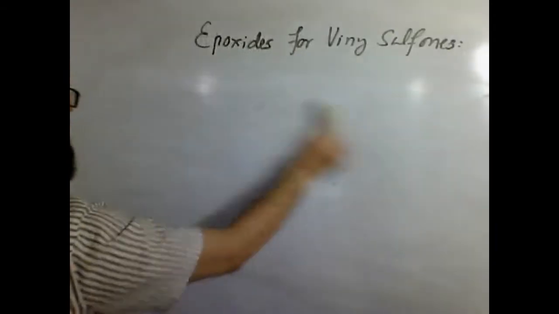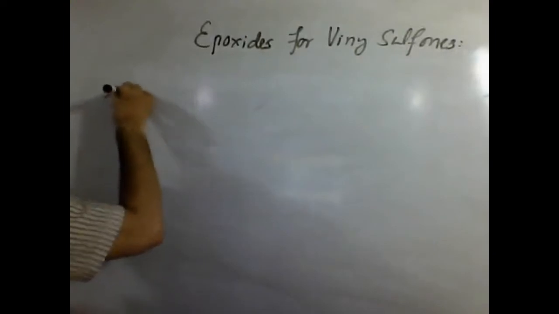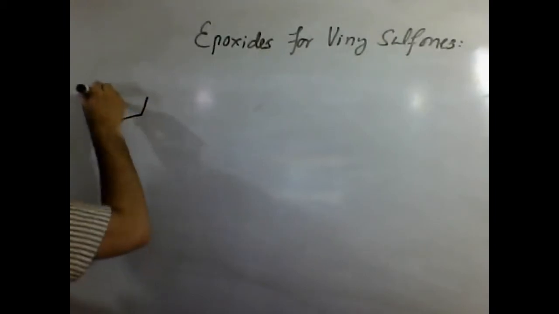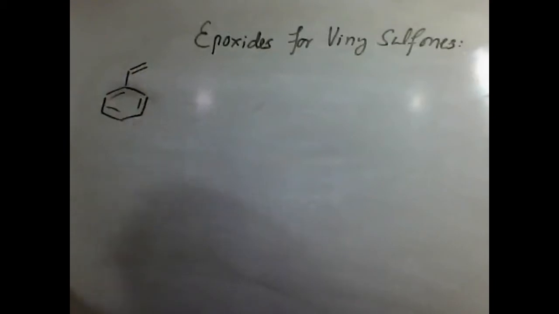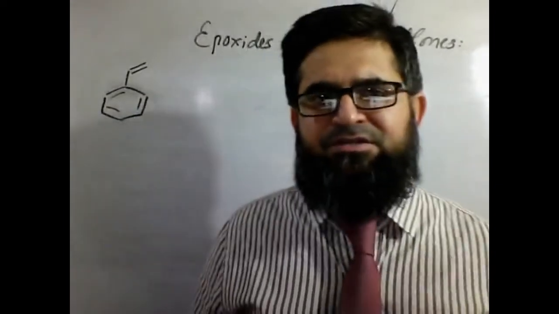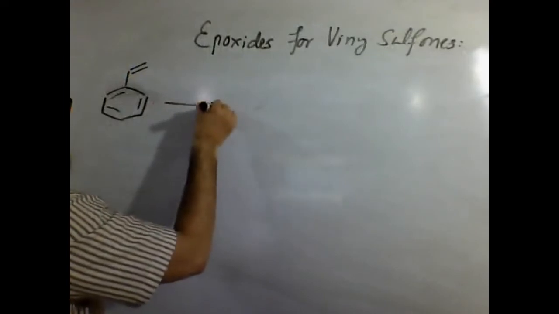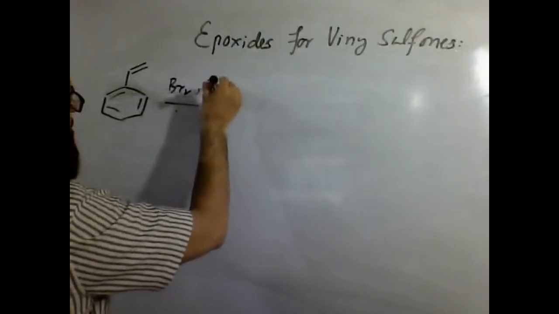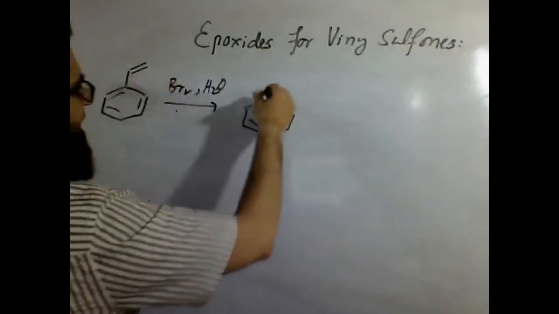Let me show you another way. One more thing: among the alkenes, one very important alkene is available in labs. This compound is styrene, very much used in polymer chemistry and easily available in labs. Again, one can use bromine along with water. So what happens at that alkene?